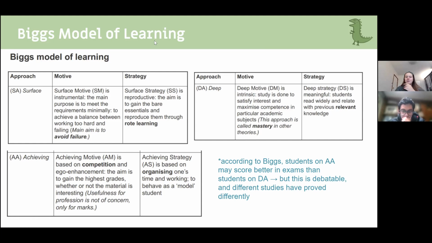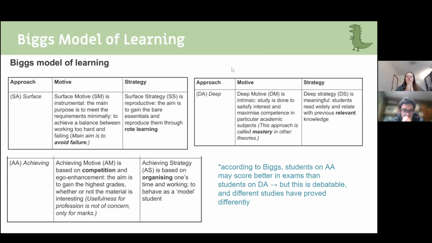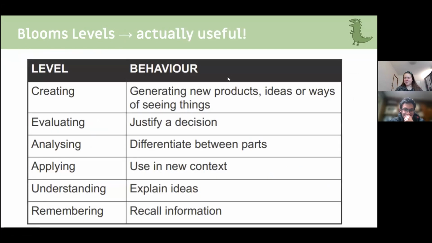There are some controversial studies that said that achieving kids actually performed better than deep because they were looking for the buzzwords on the exams, whereas the deep kids were trying to explain why you can't give certain drugs in certain areas when that's not as relevant. But yeah, studies are controversial. We're not exactly sure what's true.